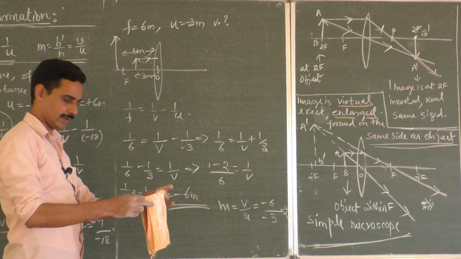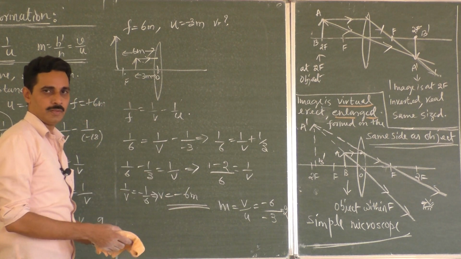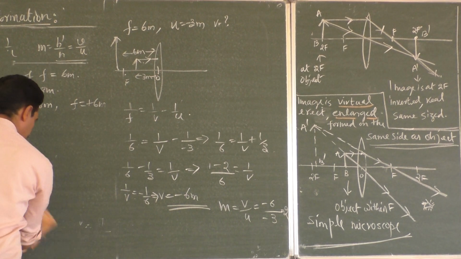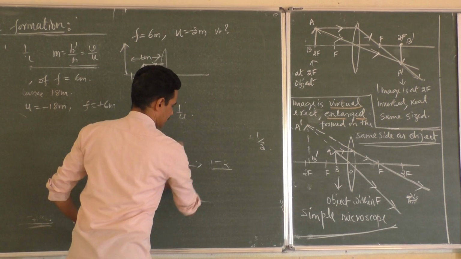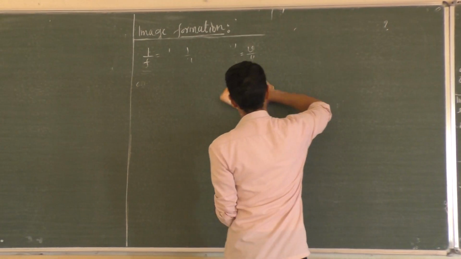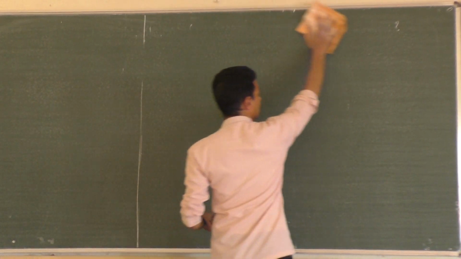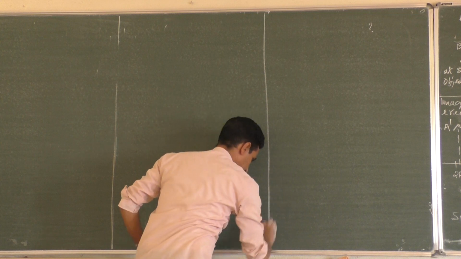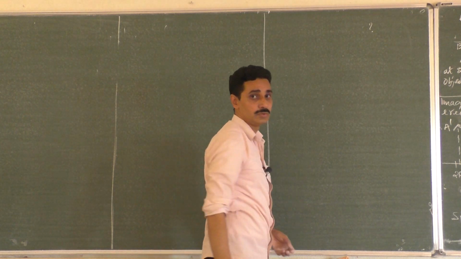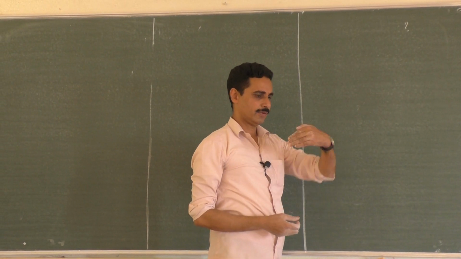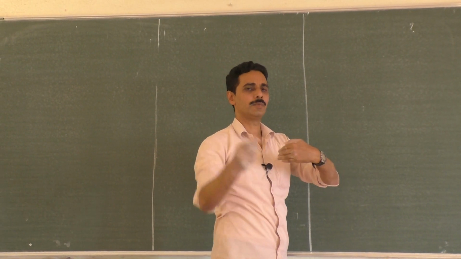Hope we will get enough time to do that. So concave lens always forms virtual diminished image. It is the only case that you get in a concave lens. So concave lens forms virtual diminished image, similar to a convex mirror. Convex mirror always forms virtual diminished image wherever the object is.